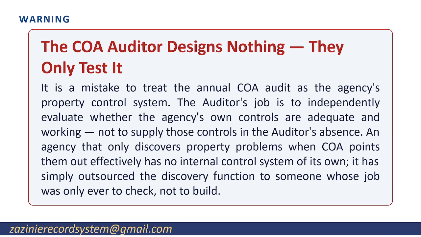Warning: the Commission on Audit auditor designs nothing, they only test it. It is a mistake to treat the annual Commission on Audit as the agency's property control system. The auditor's job is to independently evaluate whether the agency's own controls are adequate and working, not to supply those controls in the auditor's absence. An agency that only discovers property problems when Commission on Audit points them out effectively has no internal control system of its own. It has simply outsourced the discovery function to someone whose job was only ever to check, not to build.